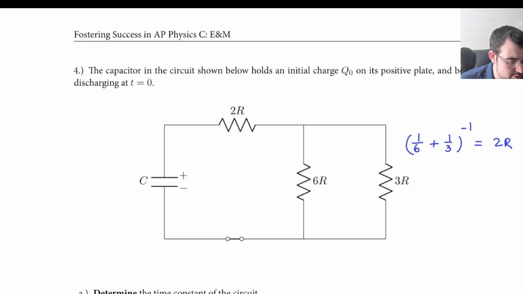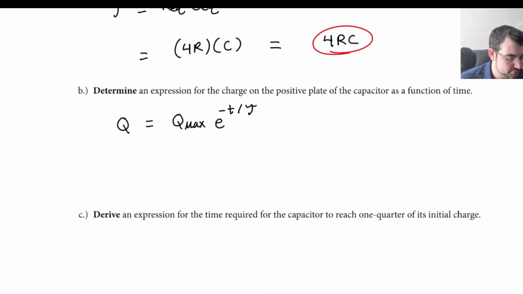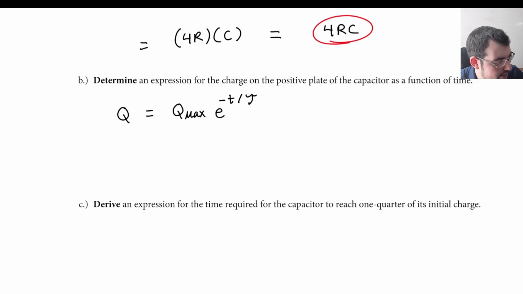And I probably told you what Q is. Yep, I did. It holds initial charge Q0 on its positive plate. So my maximum charge is Q0, and my time constant is 4RC.